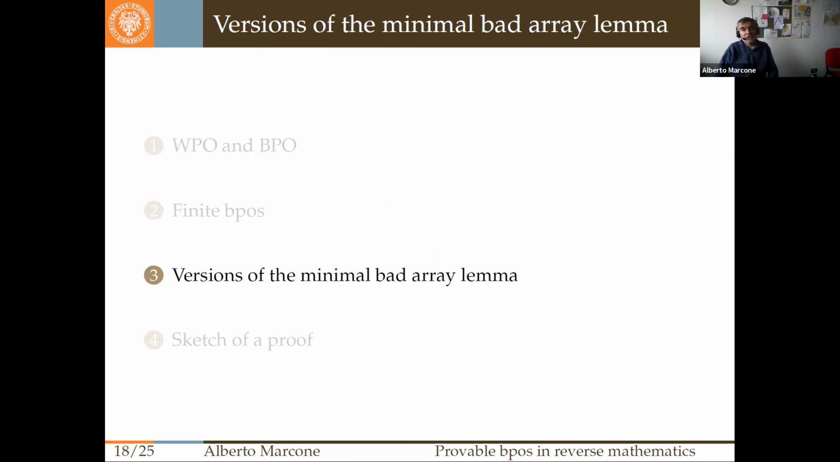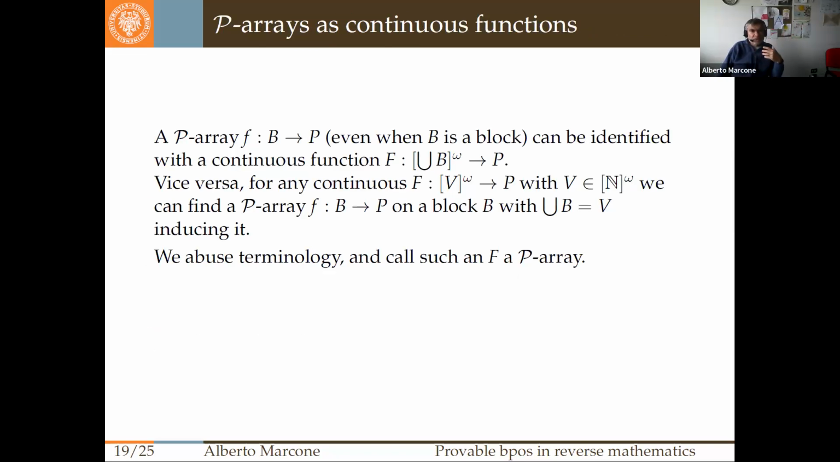So what are the definitions here? Well, to simplify a little bit our presentation here, I notice this. If I take a P-array F, so B here is a barrier which goes into P, or even if B is just a block, that will be enough. We can identify this P-array with a continuous function. That's a different way of presenting a better partial order, to look at continuous functions.